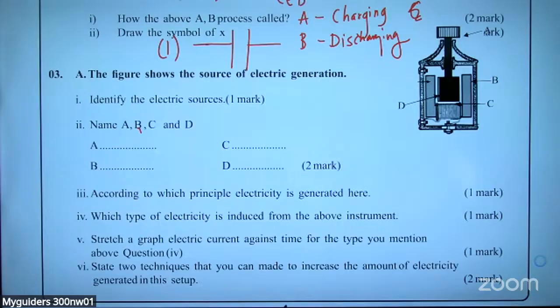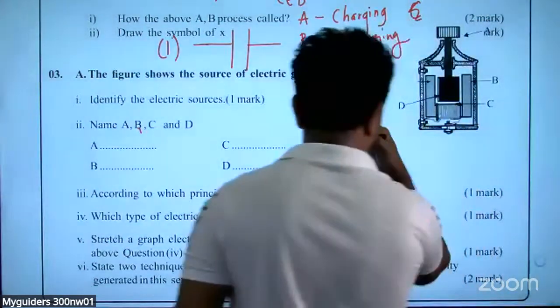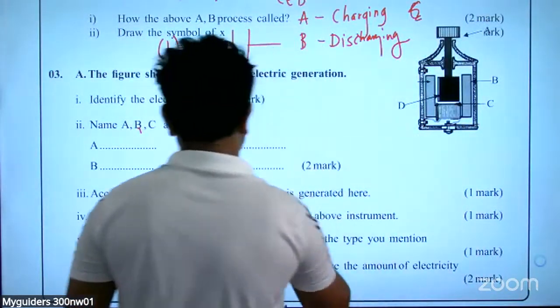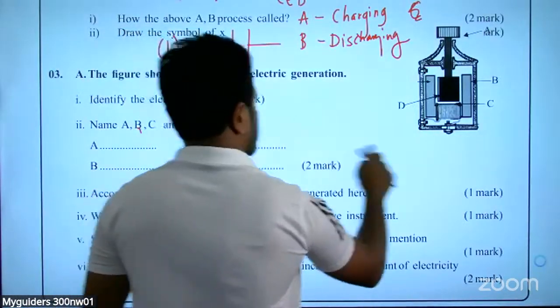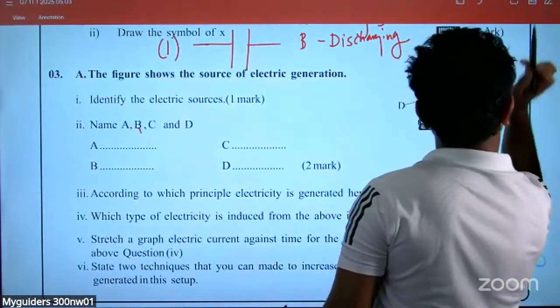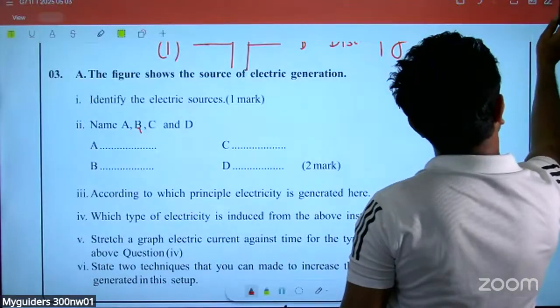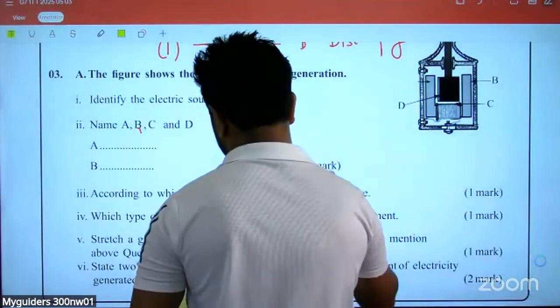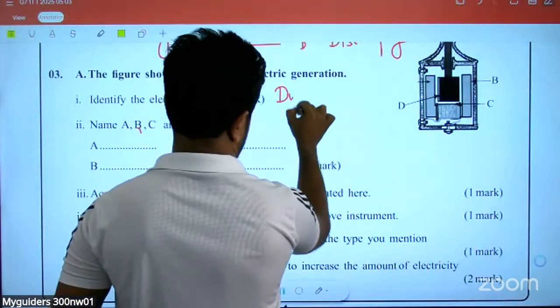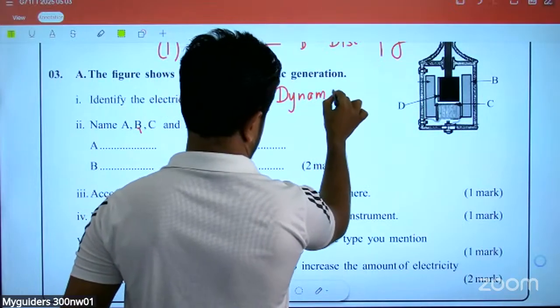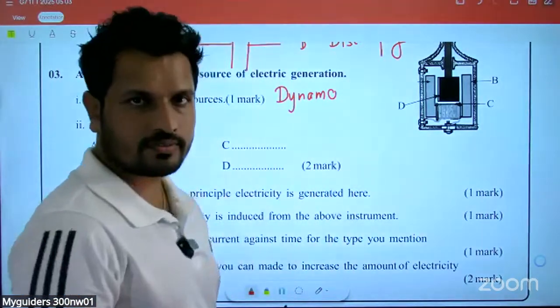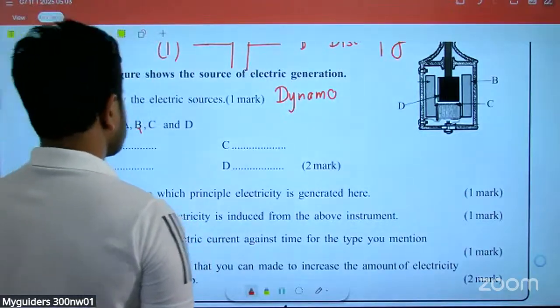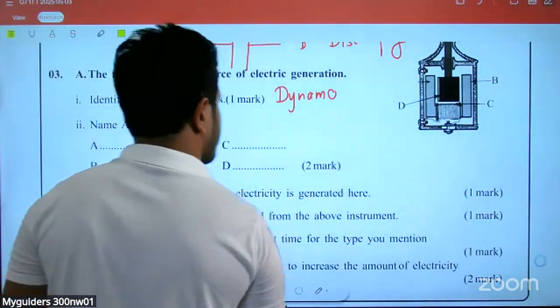Right, okay. We'll discuss this. Now here you can observe a dynamo. You can have a simple mark, and simply name this as dynamo. Name A, B, C, and D.